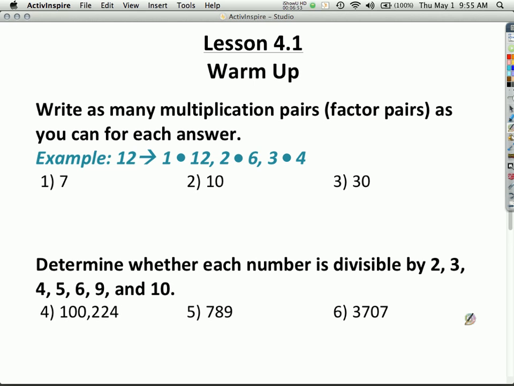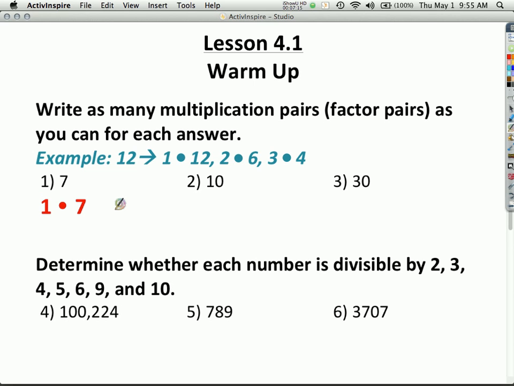Okay, well, I'm glad you brought that up. You don't have to flip it around. Once you say 1 times 7, it's implied that 7 times 1 is also a factor pair. So it's just repeating the same thing. And so I think your point is that there's only one factor pair, 1 times 7. What about number 2, the number 10? Give me a factor pair. Give me one of them.